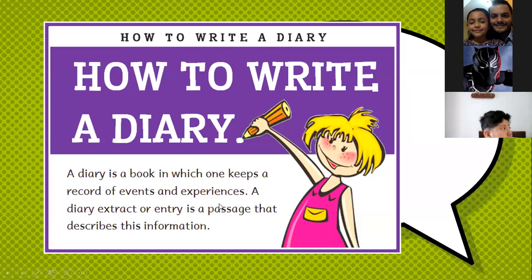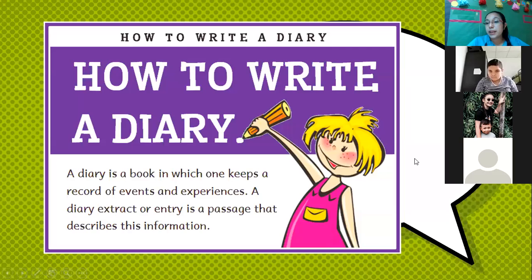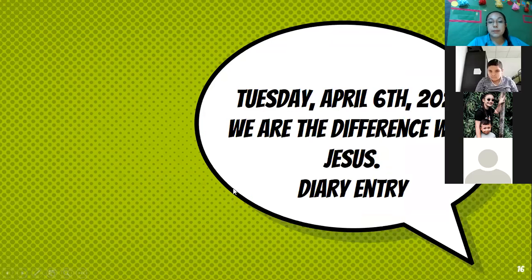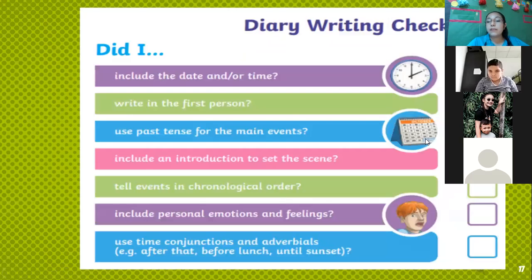And also from this one, you can extract a passage where you describe information, yes? But what is important in that part? Let me explain this one first. We have a checklist for writing a diary, and the first item is to include the date and, in some cases, the time. For example, today is Tuesday, April 6th, so you write the date. Then you write in the first person. What is the first person?